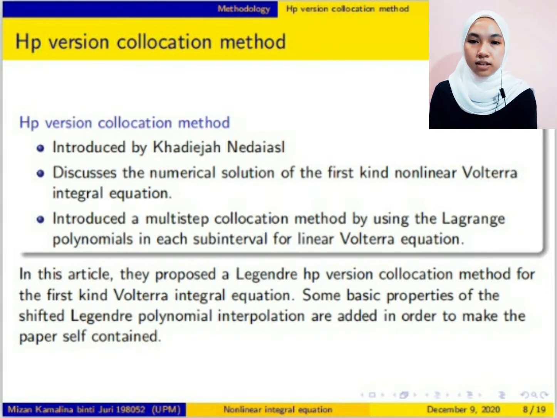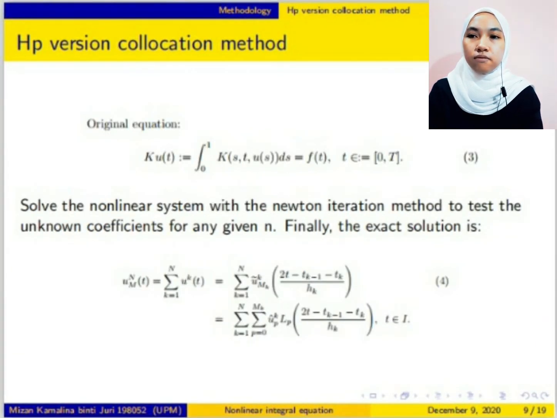This paper discussed the numerical solution of the first kind nonlinear Volterra integral equations. Researchers also found that someone has introduced the multi-step collocation method by using the Lagrange polynomial in each subinterval for linear Volterra equation. So in Article 2, they proposed a Legendre HP version collocation method for the first kind Volterra integral equation. Some basic properties of the shifted Legendre polynomial interpolation are added in order to make the paper self-contained.